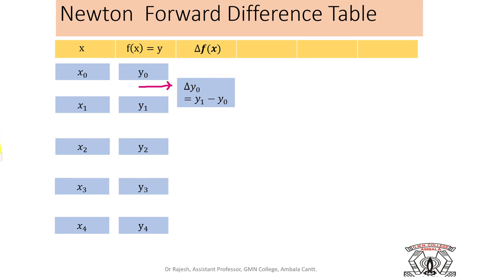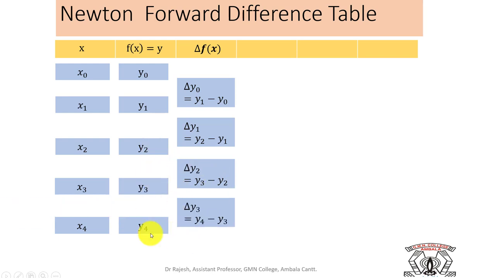Next is delta y1, which is y2 minus y1. Similarly it has to be written in between this and this. So next delta y2, y3 minus y2, delta y3, y4 minus y3. So we have formed the first order forward difference operator table, since all the values in the second column have been utilized.